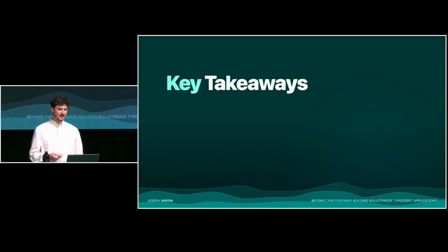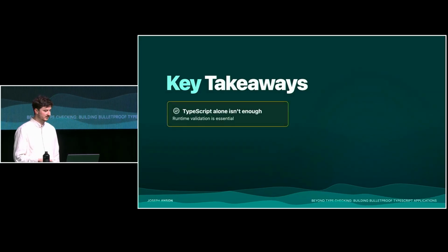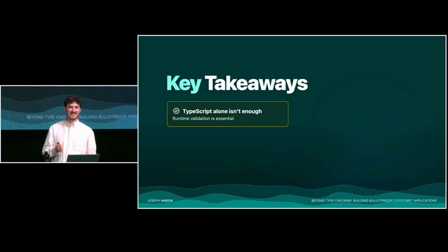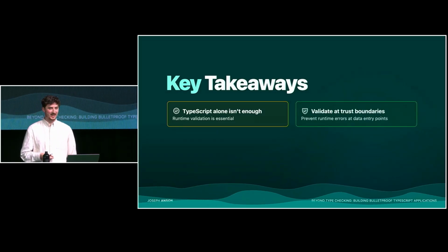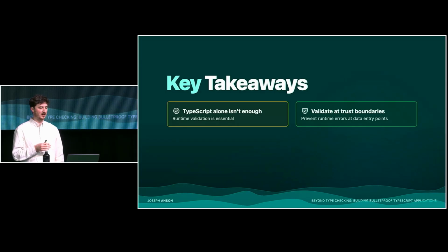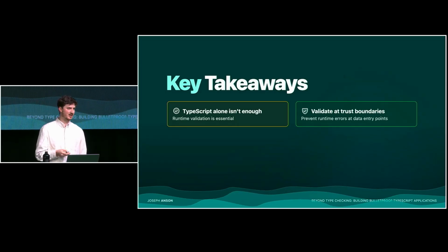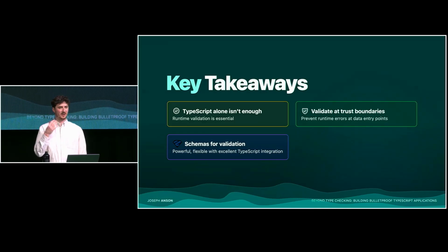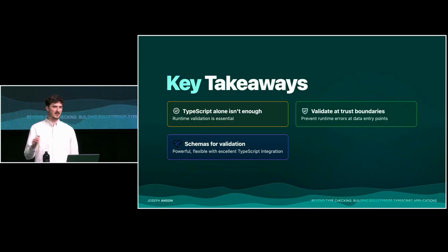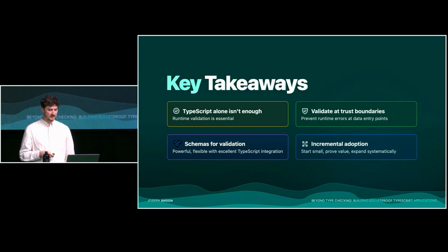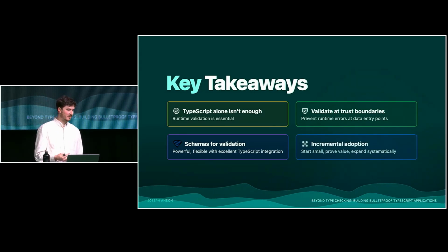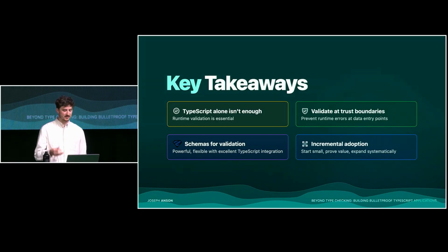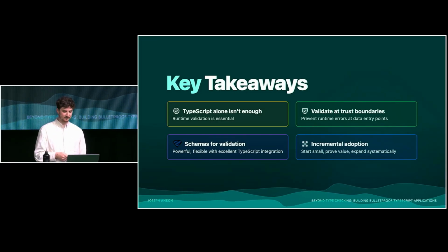So the key takeaways today: TypeScript alone is not enough. Runtime validation is essential. We need to validate all our trust boundaries throughout our application and prevent any kind of runtime errors that might occur. Validation from schemas is incredibly powerful, and they provide great TypeScript integration. And fourthly, increment this slowly into your application. You don't need to replace everything in your application at once. You can go bit by bit.